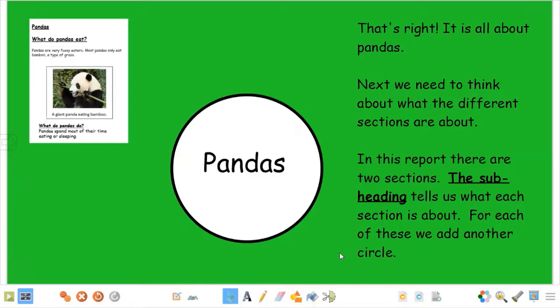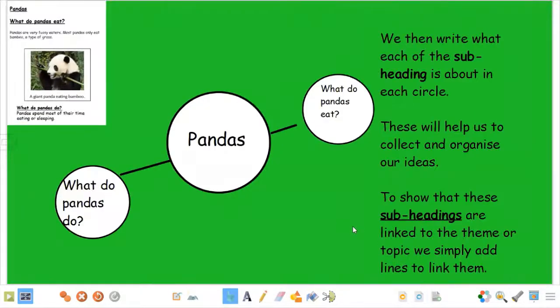Okay, now we've got our main theme there, and from that we need to do those smaller sections. To do that, we're going to use the subheadings to help us. So how many subheadings are there in the report about pandas? That's right, there were two, weren't there? There were two subheadings in the report about pandas. So we're going to add a circle for each of those, like this.